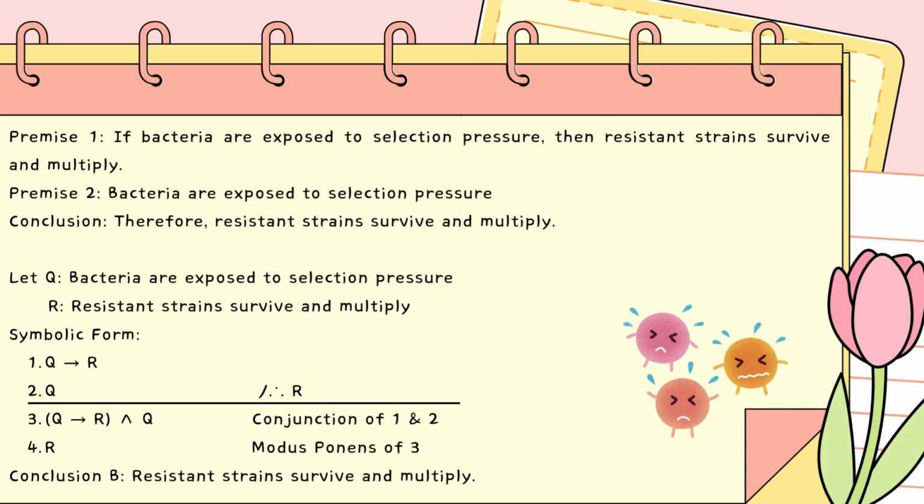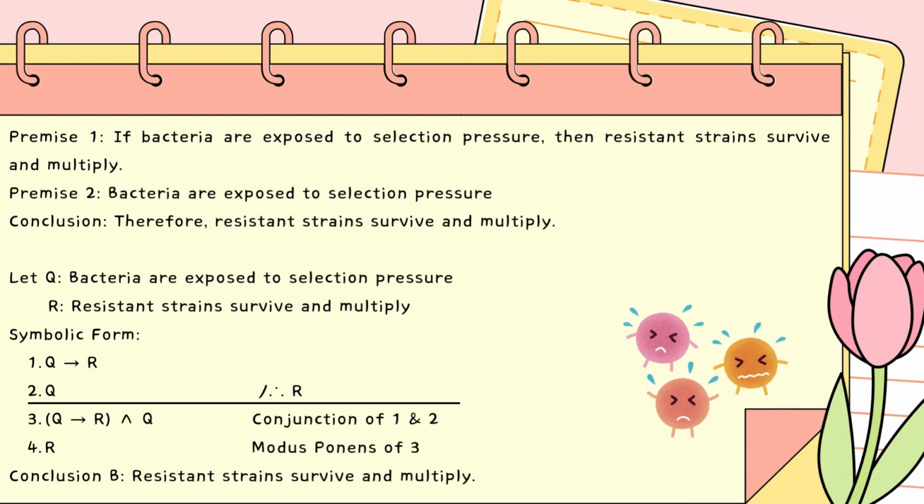Premise 1. If bacteria are exposed to selection pressure, then resistant strains survive and multiply. The conclusion in the previous argument will be used as premise 2 in the next argument, which is bacteria are exposed to selection pressure. Conclusion. Therefore, resistant strains survive and multiply. We do the same thing again. Let Q be bacteria are exposed to selection pressure, and R be resistant strains survive and multiply.